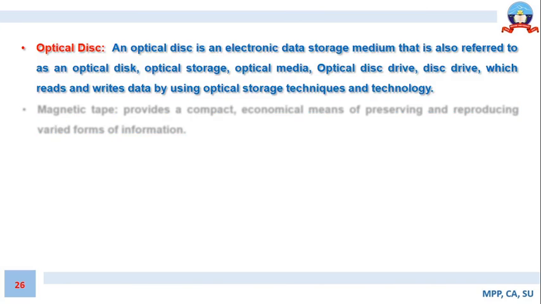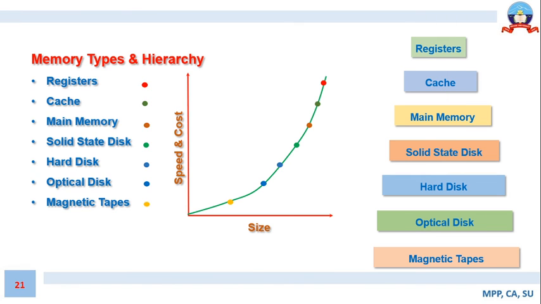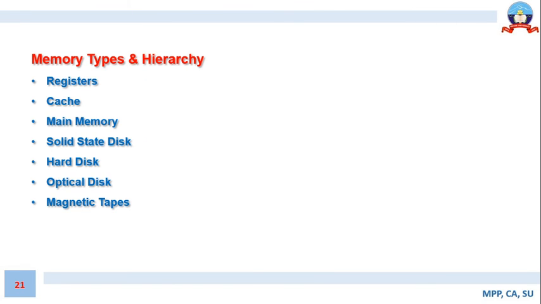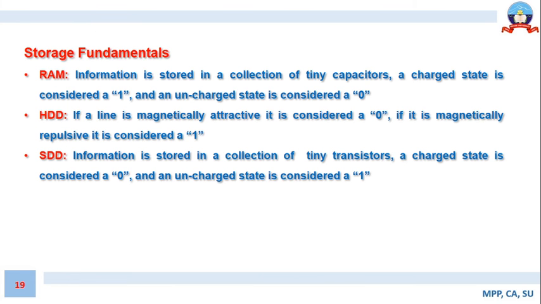Now, in today's class, what we have learned about is the fundamentals of computer memory. We have learned about the technologies that are used in RAM, hard disk, and solid state disk. So we have learned that RAM uses capacitors, hard disk uses magnetized disks, and solid state disks use transistors. So different states of either capacitor or magnetic lines or transistors are used in order to represent zeros and ones in case of RAM, hard disk, and solid state disk respectively.